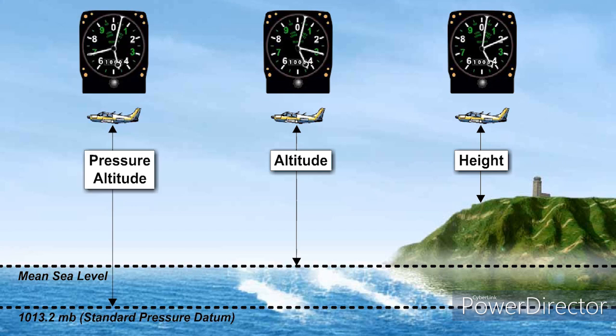Pressure altitude is indicated on the instrument when the altimeter subscale is set to 1013.2 millibars. Pressure altitude is defined as the vertical distance above a standard pressure datum of 1013.2 millibars. You'll sometimes hear this pressure given as 1013.2 hectopascals. Pressure altitude is normally expressed as flight level, which is pressure altitude divided by 100. For instance, 4,700 feet equals flight level 47.